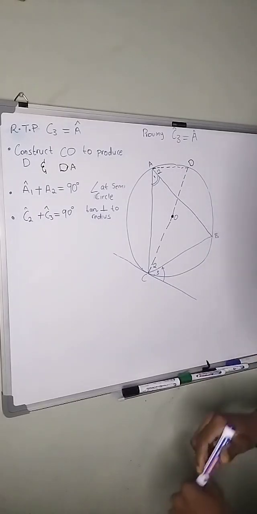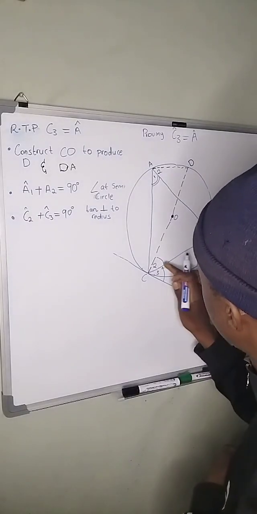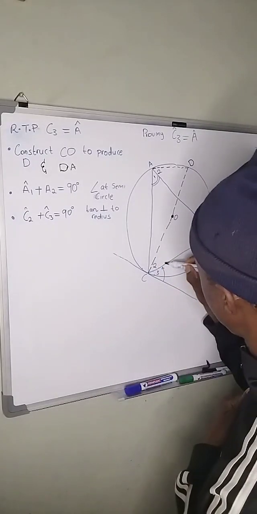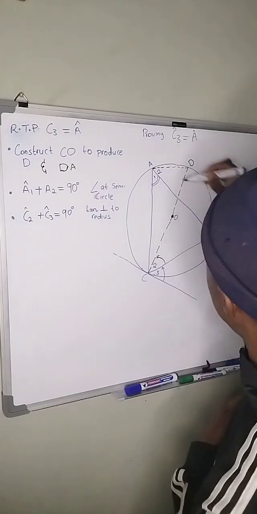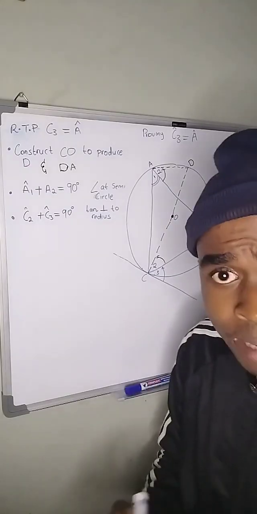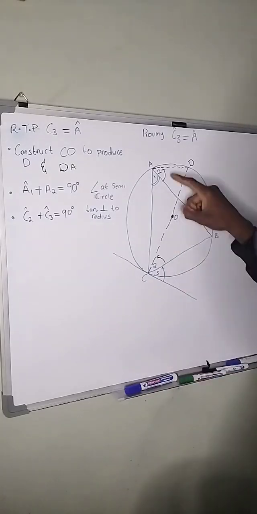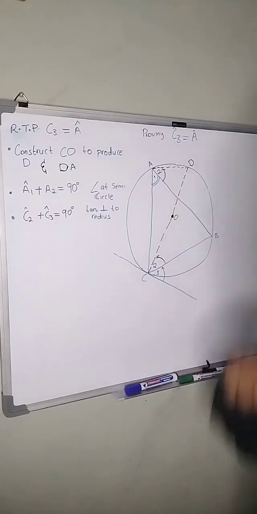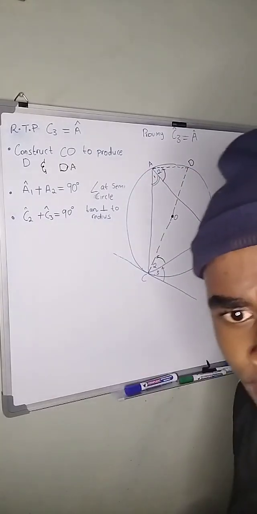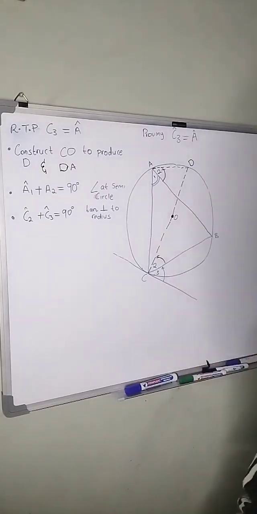So now we are going to have C2. Let me just do this with a different color. We are going to have C2 and A2. Do you see the butterfly there? So C2 is going to be equal to A2. What is the reason for that? Subtended by the same arc.